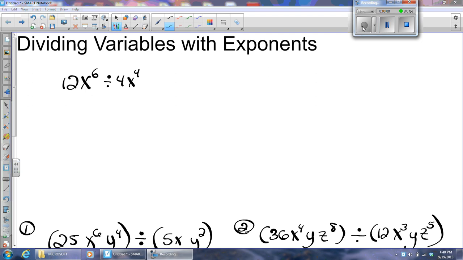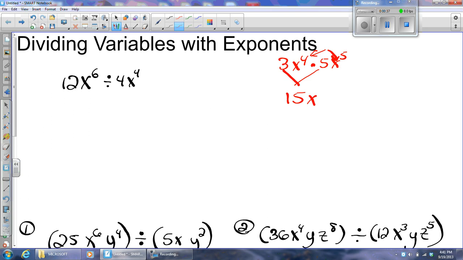All right, today we're going to learn about dividing variables with exponents. Last night we were doing multiplying with exponents, and remember we saw things like 3x to the fourth times, I don't know, 5x to the fifth. We multiplied our coefficients and got 15. Then we had x to the fourth, x to the fifth. The shortcut was to just add the exponents. But remember why? There's 4 x's being multiplied, and 5 more x's being multiplied. So altogether, there must be 9 x's being multiplied. And that was pretty simple stuff.